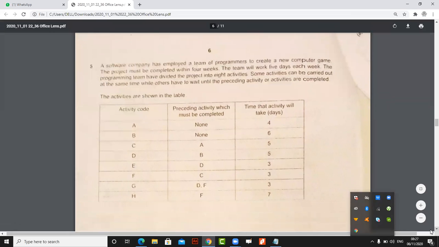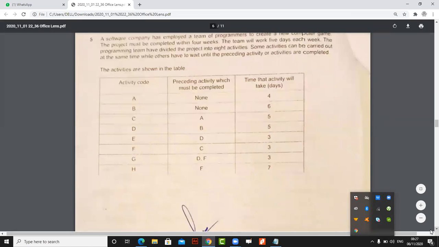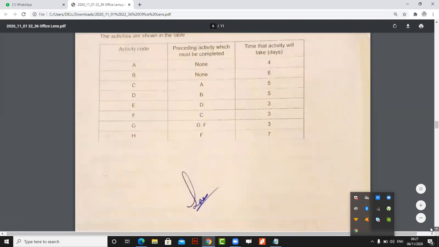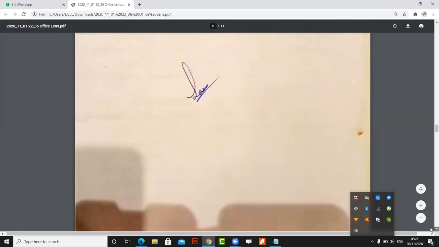You can see I have the activity codes. I have preceding activity which must be completed. Matlab none, magar A. Okay, and then have time that that activity takes. So these are the number of days that I have. Okay. So as you can see is question kya hai idhar?